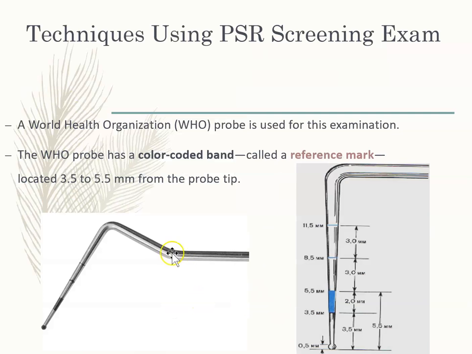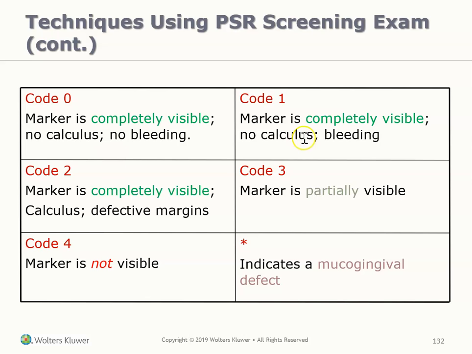This again is the PSR probe, the HU probe. It has that ball tip and it has the colored band. Anytime that colored band is covered, I'm going to show you that. It's a code 3 if it is partially covered, and if it is completely covered, where you can't see the black band at all, it becomes a code 4.